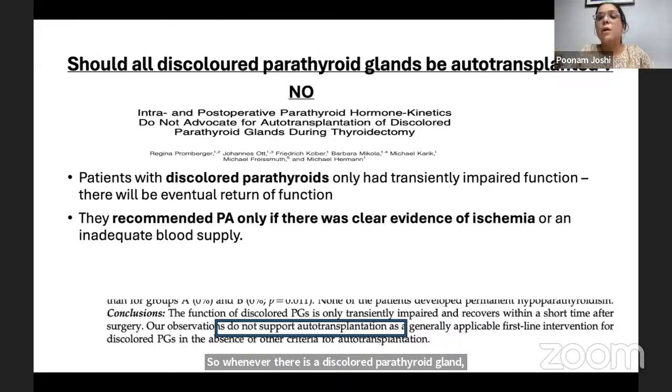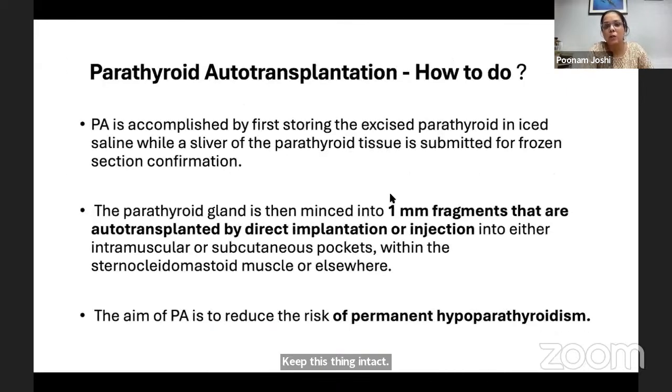No, we should not, because most of the time it could be because of venous congestion, or it could be because of temporary vasospasm of the vessels. So in those cases, it is recommended that we keep the gland intact, and we need not remove it and do autotransplantation.